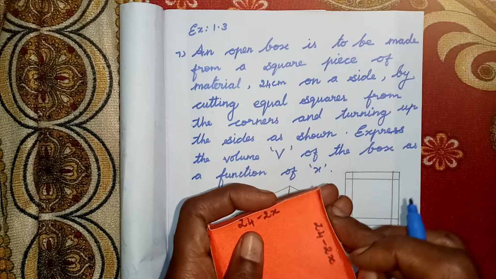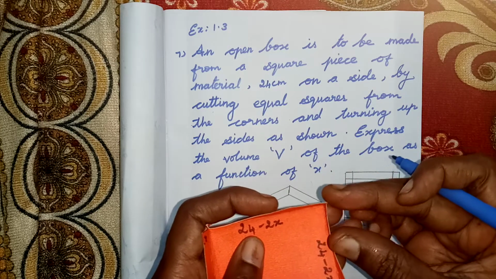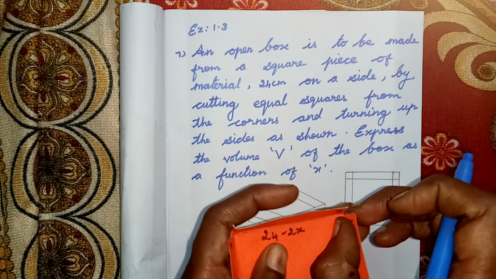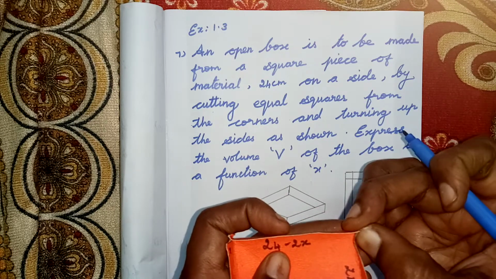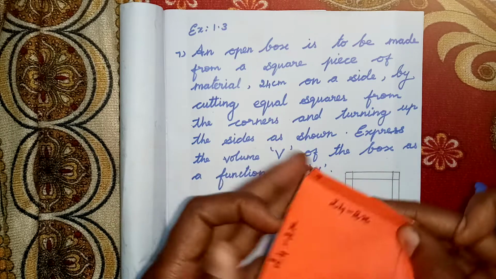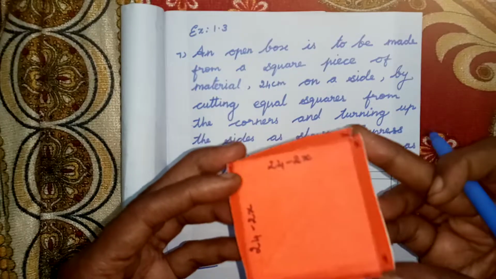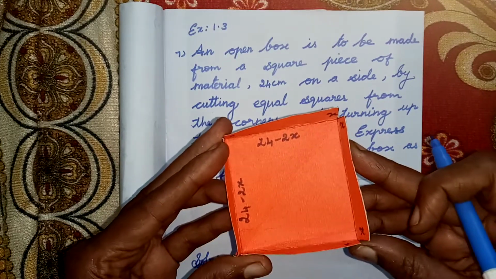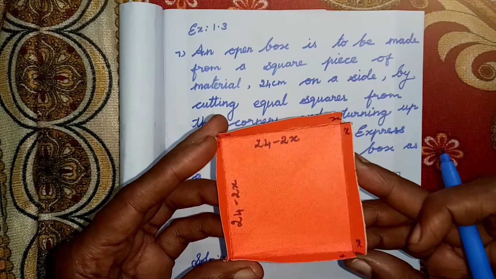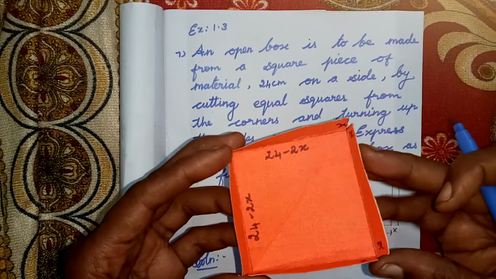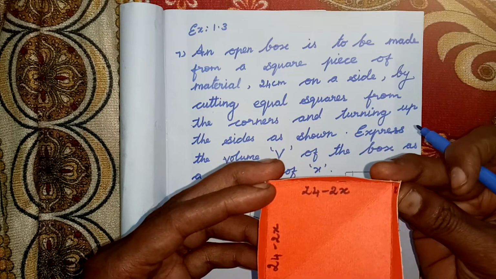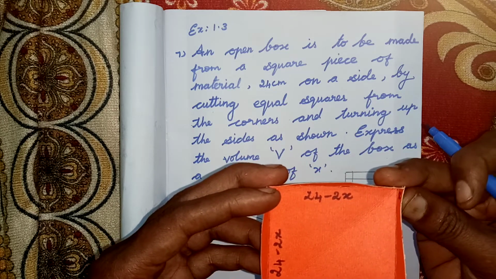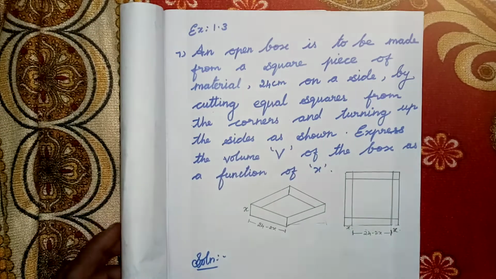What is the height of this box? Height is X centimeter. Only X we are cutting and turning up. So the height of this box is X. Okay, length of this box is 24 minus 2X. Breadth of the box is 24 minus 2X. Height of the box is X centimeter. Have you understood this? Okay.